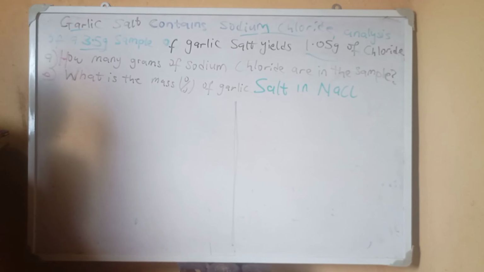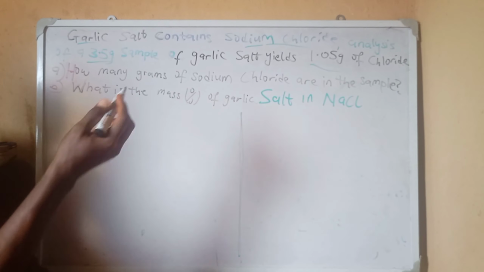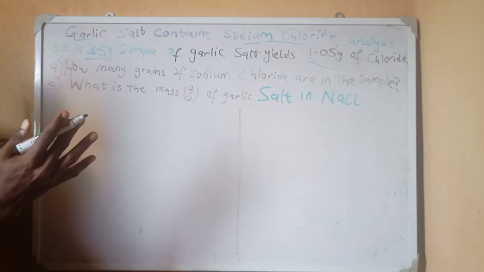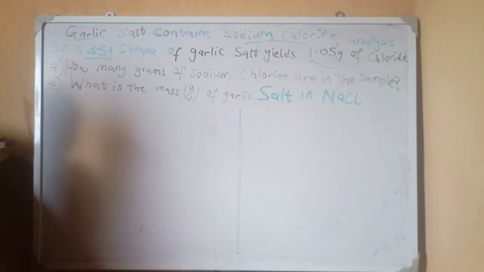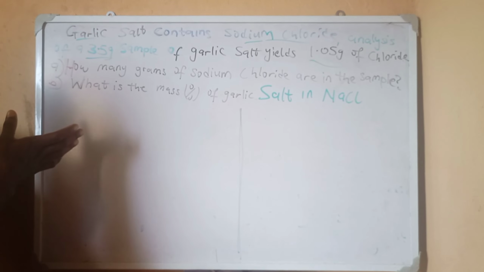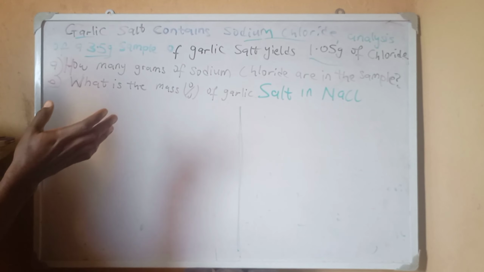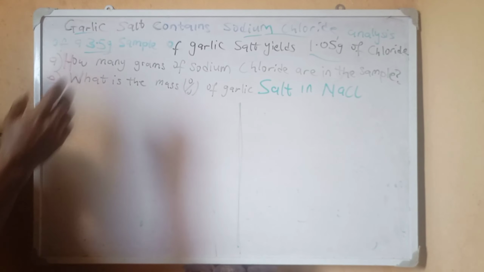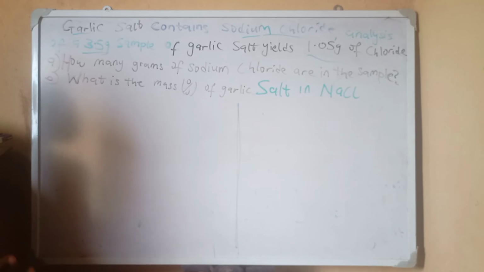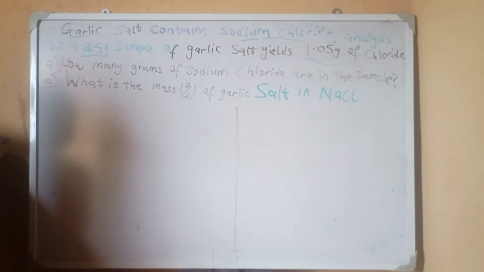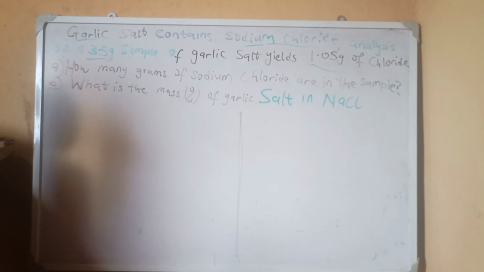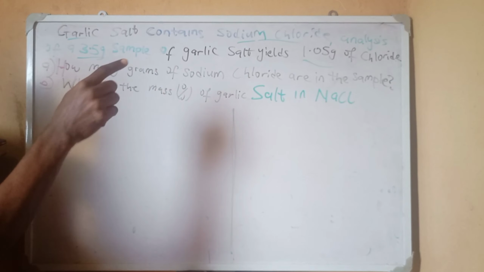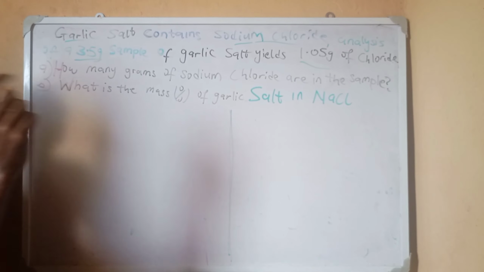Alright, now we were given a mass of chloride in the compound. We were told that this is the amount of chloride that is in the compound. And sorry, there's an assumption here, I didn't put it. The assumption is that the amount of chloride that we got is purely from the sodium chloride. There is no other chloride containing compound in the mixture or in the substance. Please take note of the assumption. So the amount of chloride we were given is 1.05 of chloride.